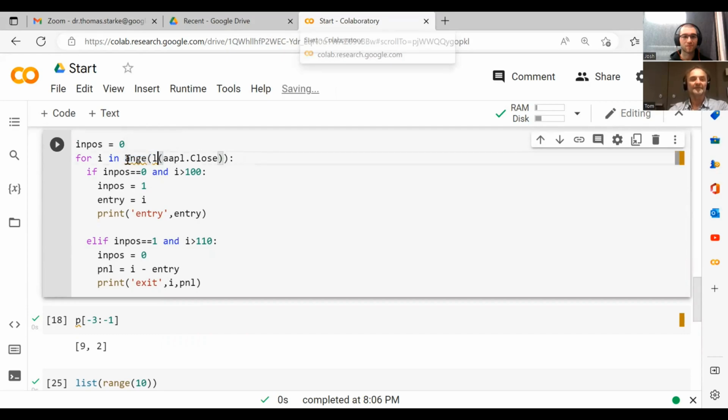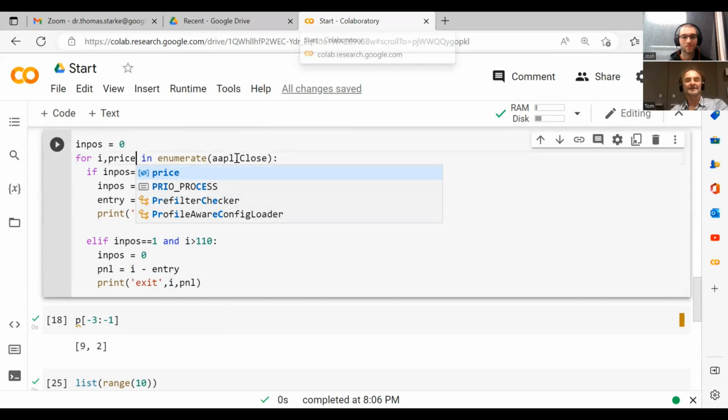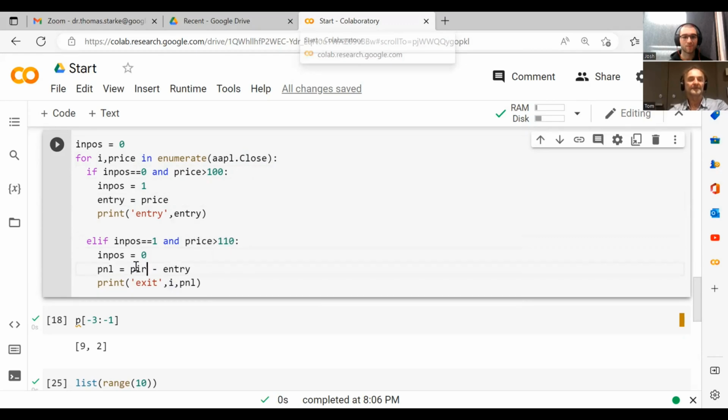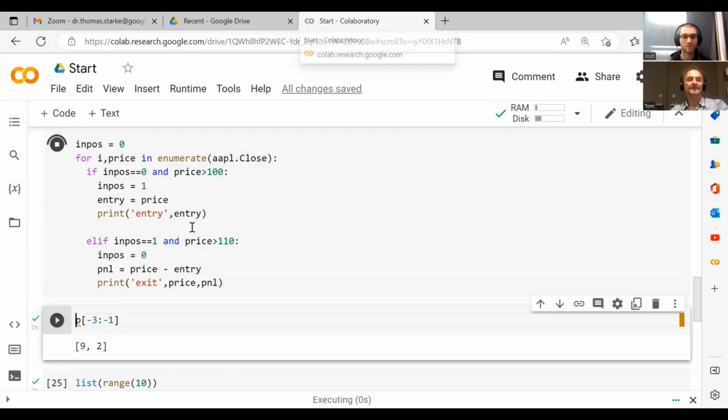So we could use range length, but we could also use something else in Python called enumerate. And enumerate is very much the same thing, only that it not only gives us the index that we get from range length, but it also gives us the actual iterator here. So we could do i, price in AAPL close, right? So we get an index, and we get this price. So the first thing we could do is, instead of using i, we could just change all of this to price. And that will give us effectively the same result as before. Here, price. And here as well. And so if we run this, we're basically getting the same result.